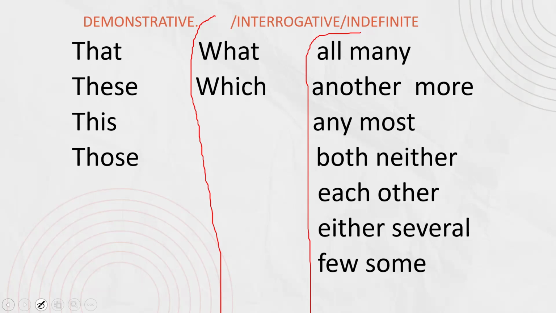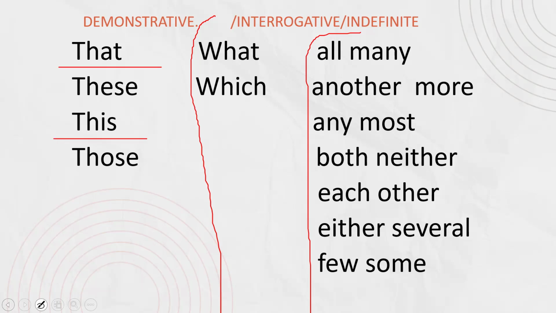That is used for singular. That and this for singular, and these, those for plural. All right? Of course, they have different uses. When we use that, we're pertaining to things that are distant.